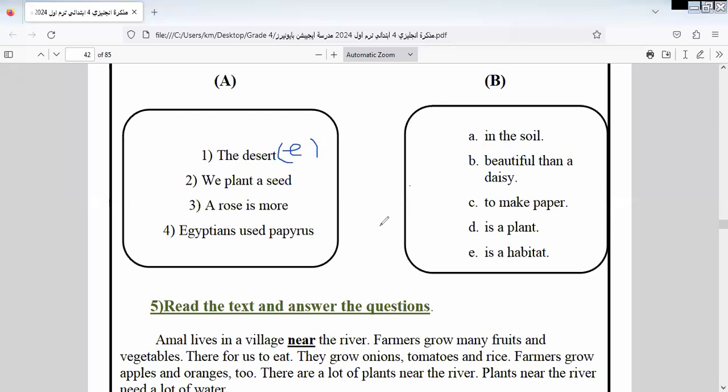We plant a seed. A rose is more beautiful than, number B. Here is number B. Egyptians used papyrus for what? To make paper. Number C. So we have here, we plant a seed in the soil. So the answer would be we plant a seed in the soil. Number A. Okay. Let's go to another one here.